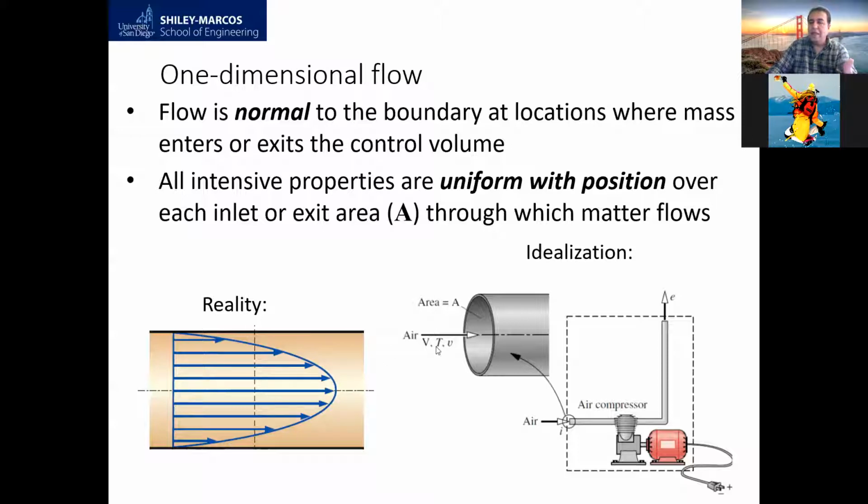And then for the inlet, the properties of the inlet, for example, we have the air going inside the pipe here, an air compressor. So we have the area of the circular shape, which is pi d squared over 4 or pi r squared. And then we have an inlet velocity V, temperature, and a specific volume. Flow is normal to the boundary at locations where mass enters or exits the control volume. All intensive properties are uniform with position over each inlet or exit area through which matter flows.